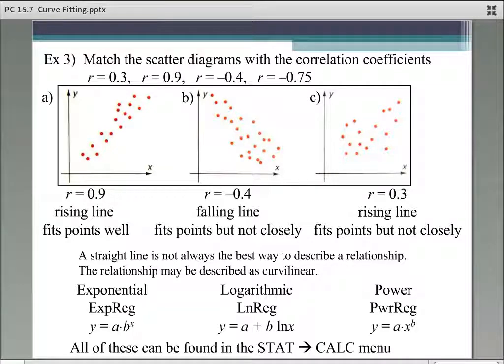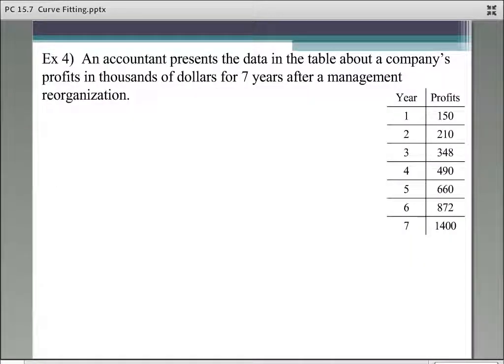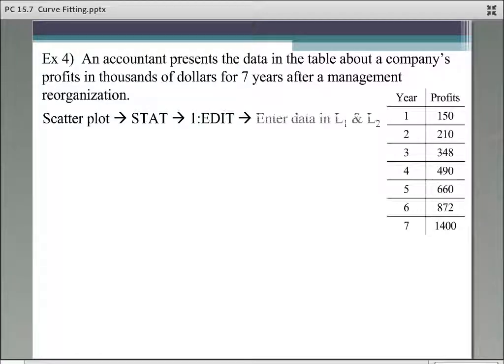Last example. So an accountant presents the data in the table about a company's profits in thousands of dollars for 7 years after a management reorganization. So let's do the scatter plot. You're going to hit stat and then 1 for edit, and you're going to enter the data in L1 and L2.